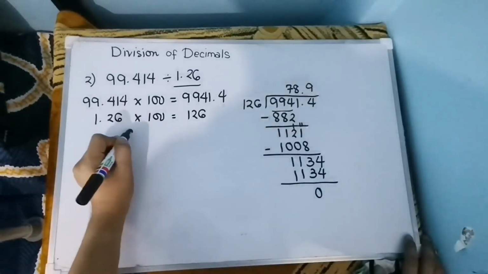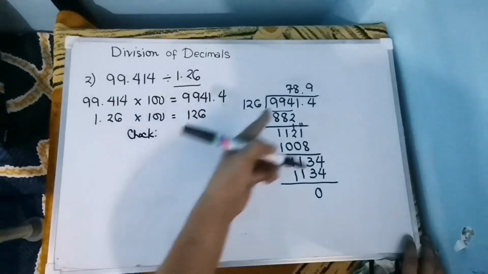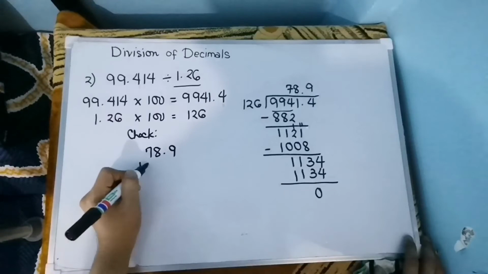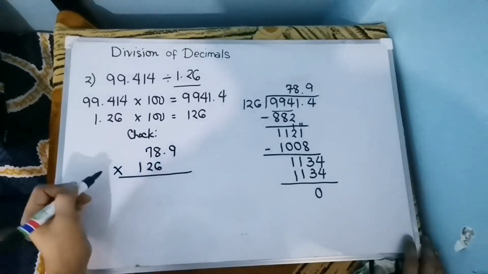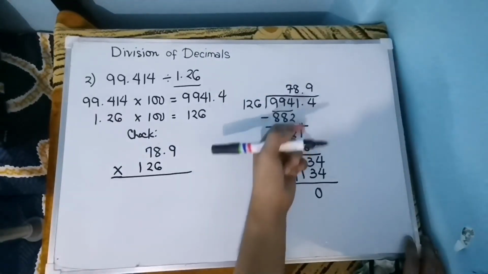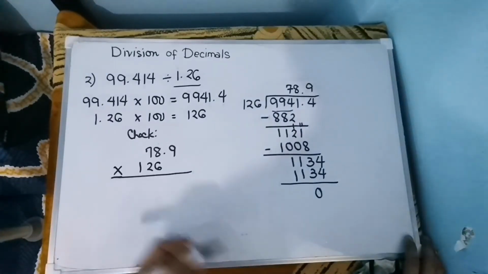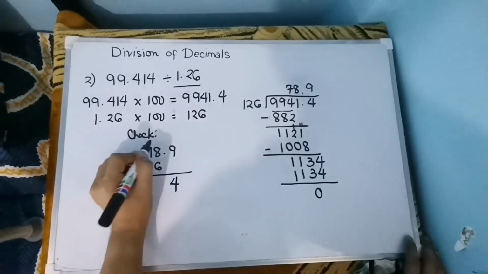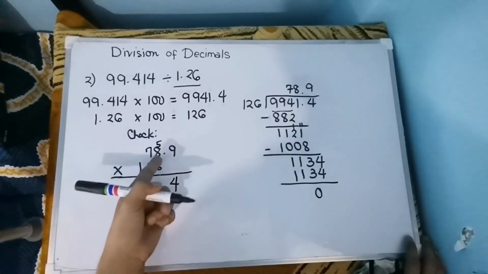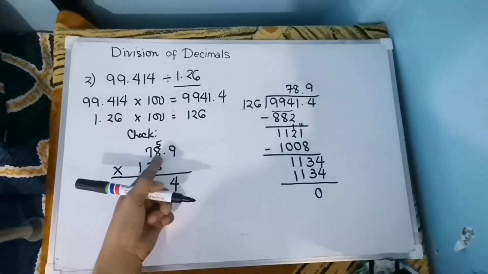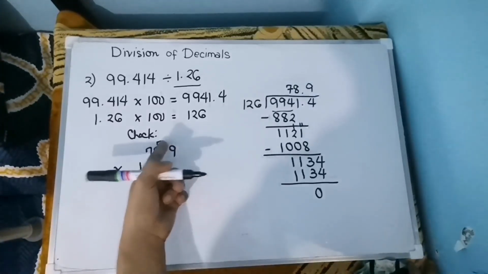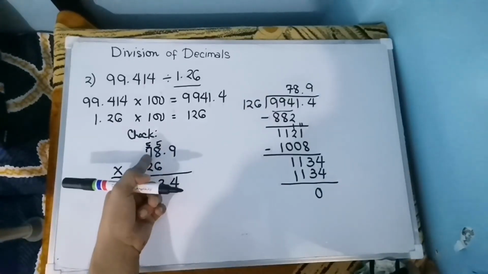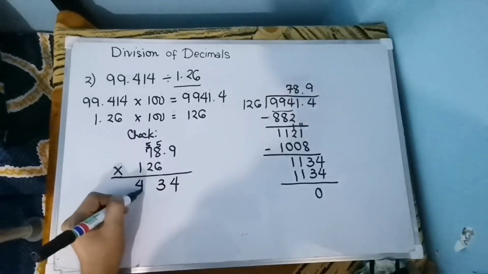And then for our last step, let's have the checking. So 78.9 times 126. Let's see if we will get the product, which is our dividend. Okay? So we have here 6 times 9, we have here 54. Carry 5. 6 times 8 is 48. Plus 5 is 53. Carry 5. Then 6 times 7 is 42. Plus 5, we have here 47.